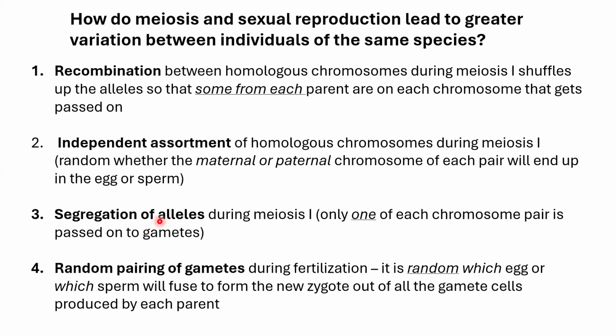And then the segregation of alleles occurs during meiosis 1, where basically one of each chromosome pair is passed on. So it brings us back to Mendel's ideas in how genes and alleles get separated, and then the random pairing of these gametes during fertilization. It's entirely random which egg or sperm will fuse together to end up with that new zygote, out of all the gamete cells that are produced within these organisms.